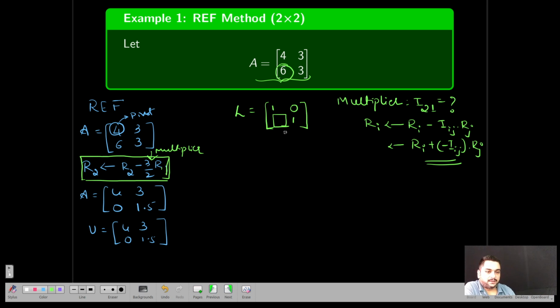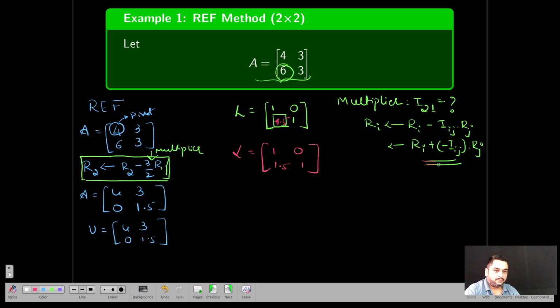So what will be the element here? It will be this I21. I21 is what? 3 by 2, which is 1.5. Now, what is the sign of this? See, when I take minus 3 by 2, I will just change this sign. It becomes plus. That means L finally is 1, 0, 1.5 and 1, because the sign here is minus. Because I am converting to this form.